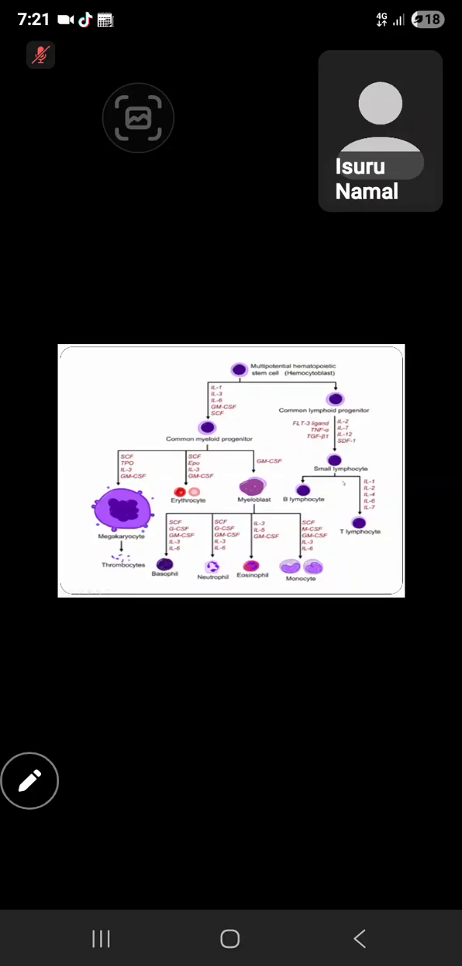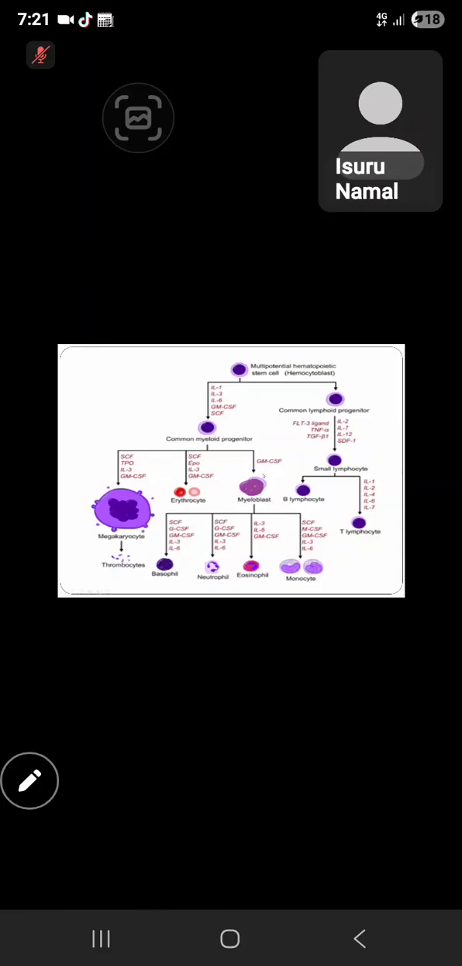There are two main lymphocytes, as we know: B lymphocytes and T lymphocytes. They start from the common lymphoid progenitor, which starts from the multipotential hematopoietic stem cell in the bone marrow, right? Then, when we consider the common myeloid progenitor, our three main cell lines are produced mainly from this common myeloid progenitor, right?